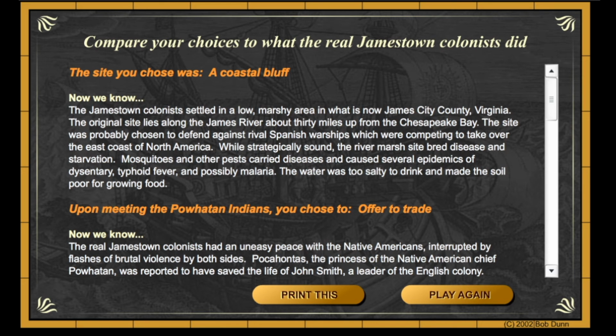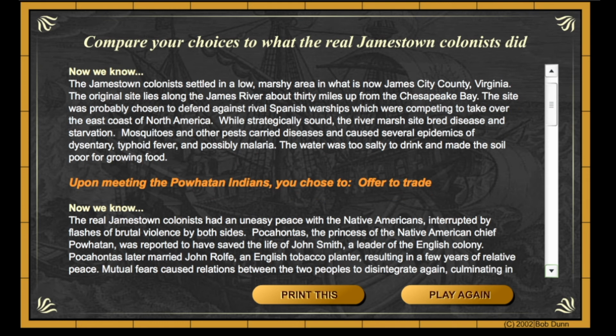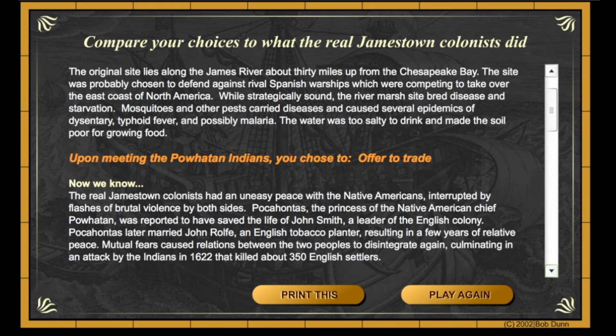We met the Native Americans there from the Powhatan tribe. We chose to trade with them. Now let's go down. Wait, you said Pocahontas. Scroll down a little bit. We know that the real Jamestown colonists didn't have the greatest peace. There were incidents of violence. There's the legend about Pocahontas, which doesn't really historically look like the one you find in the Disney movie. But let's continue down. There was a lot of distrust and fears, and there ended up being a big attack in 1622, just a couple years after they arrived.